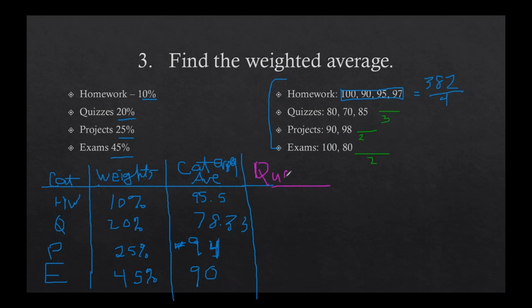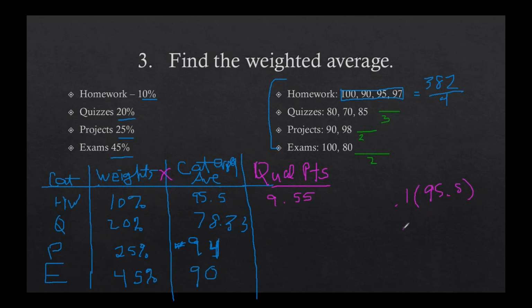The next spot I have is quality points. And the quality points, this is a Becky-ism. It's the points that you earned in each category. So think about this. If I have a category average of 95.5 and 10% of my grade comes from that, keyword there is 10% of, right? Of means to multiply. So my next step is to multiply the weight times the category average. So if I take 10% times 95.5, that would be 0.1 times 95.5. I get a quality point total of 9.55.